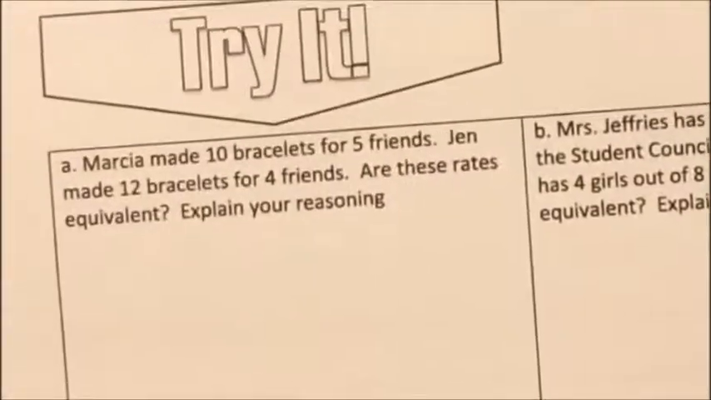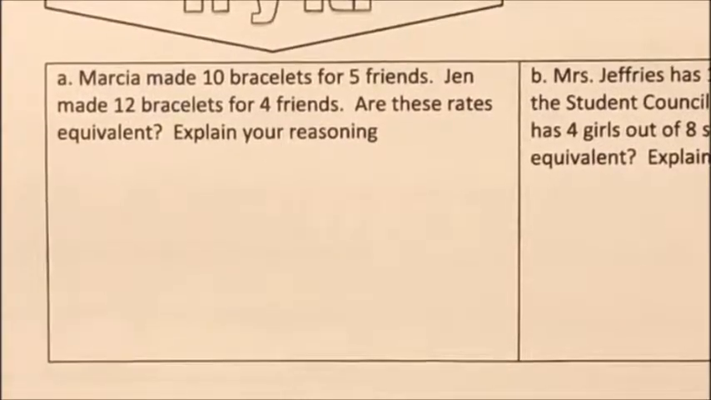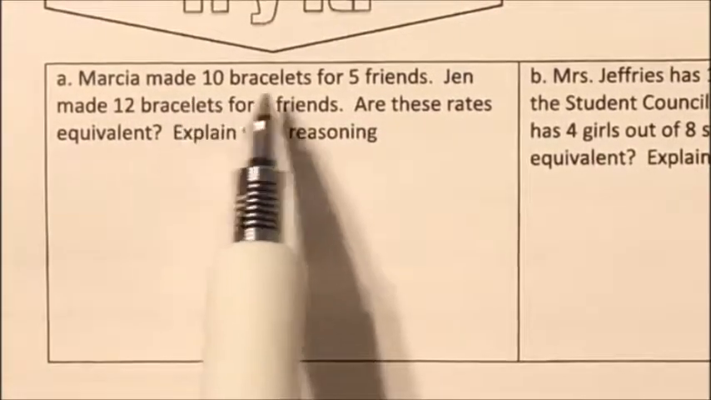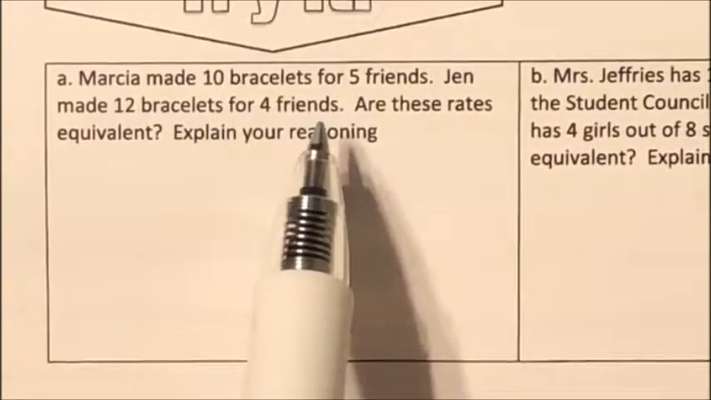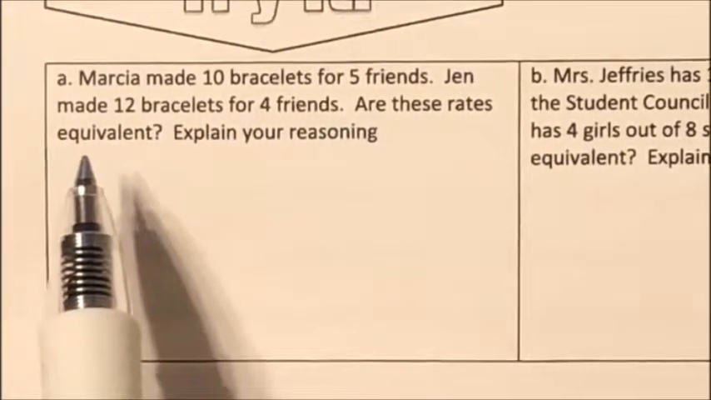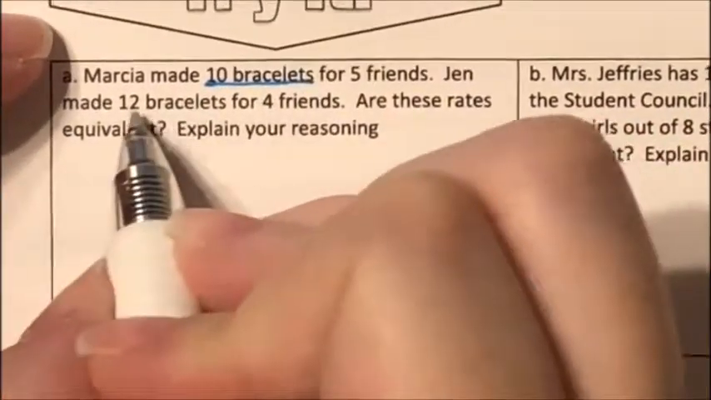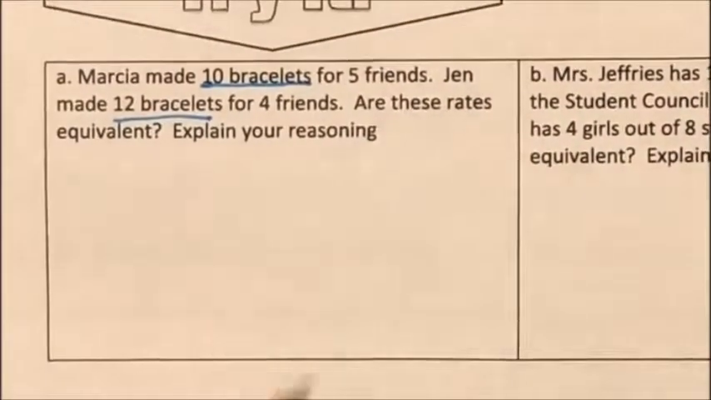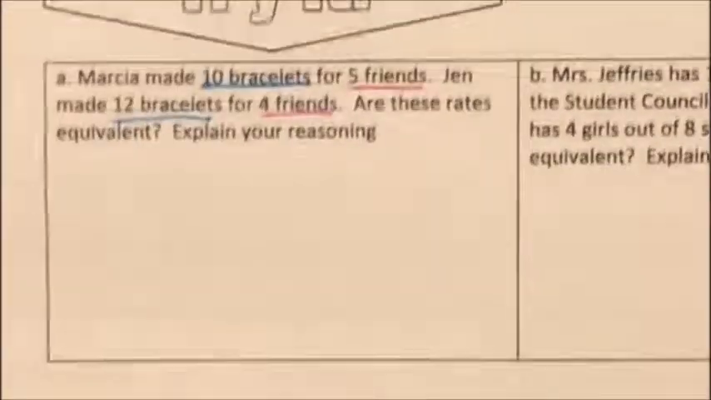All right, so now that you've tried the try it problems, the first one I have is Marcia made 10 bracelets for 5 friends. Jen made 12 bracelets for 4 friends. Are these rates equivalent? Explain your reasoning. Okay, so I'm making 10 bracelets, 12 bracelets, 5 friends, 4 friends. Okay, so let's go ahead and look at this.